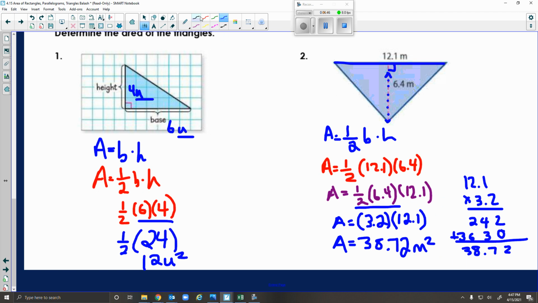Okay? Guys, that's how you find the area of a triangle. It's really not that hard. The only thing that gets a little tricky is sometimes we put in some tricky numbers for our height and our base. Okay, but other than that, it's pretty self-explanatory.